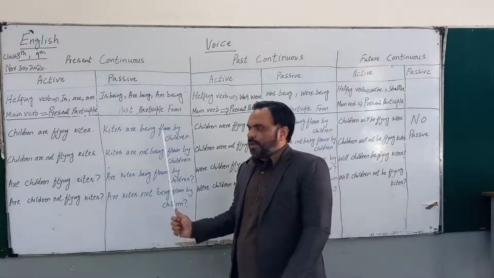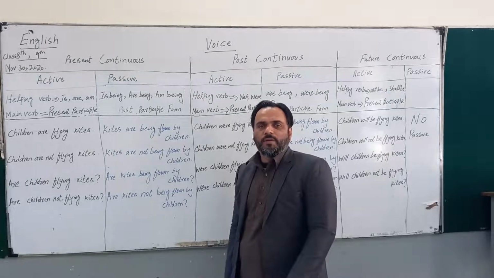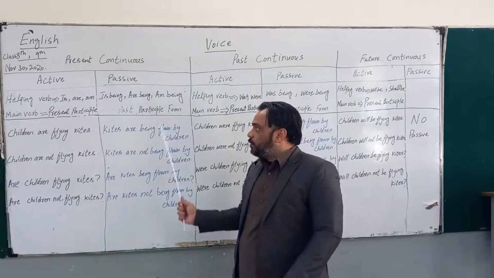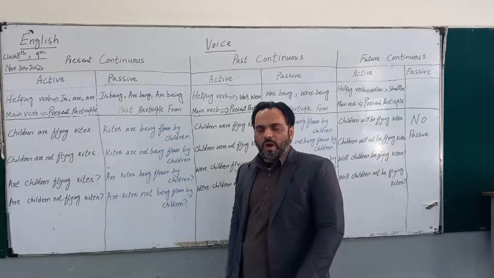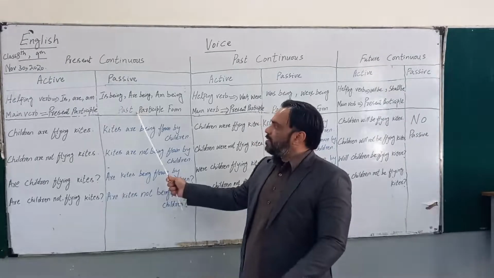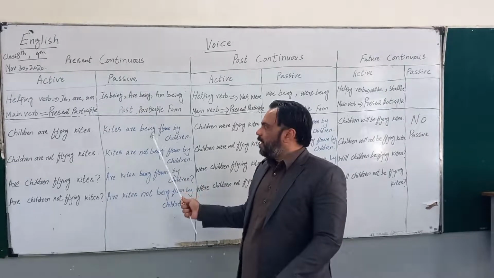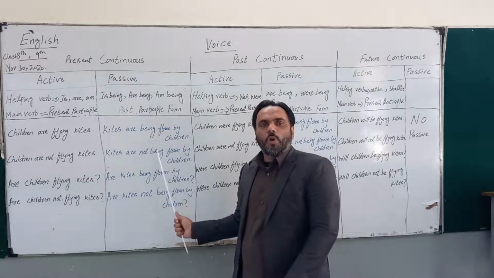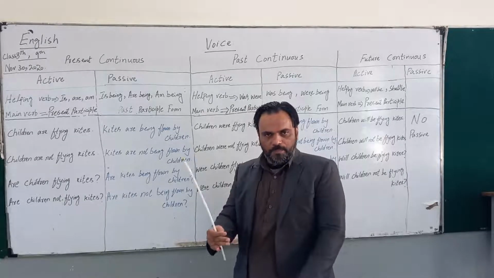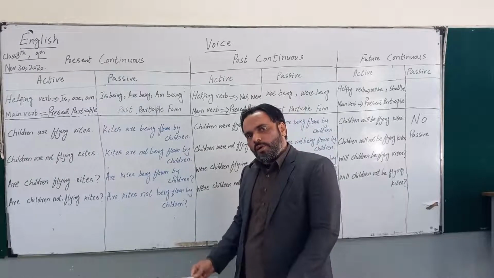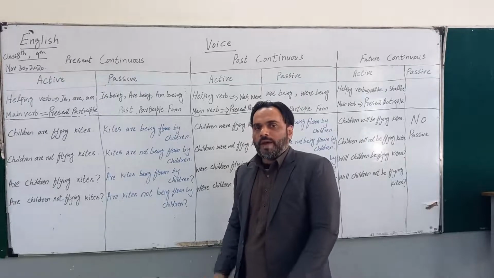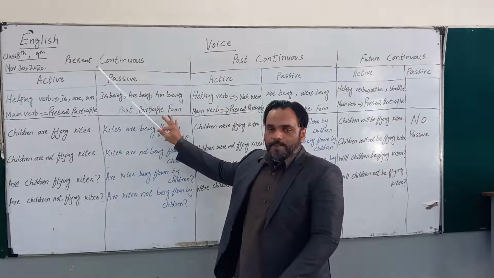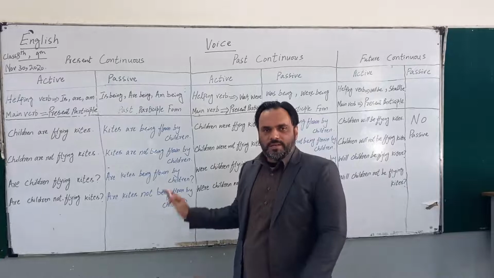Now you must be wondering why I used flown here. Can anybody tell me why flown is used in passive voice? Why not fly or flying? Because the past participle form is used. The past participle form of the verb fly is flown. Fly is the present form, flew is the past form, flown is the past participle form, and flying is the present participle form. So I hope the present continuous tense voice is clear.